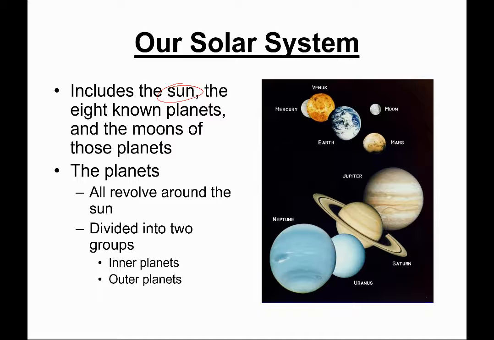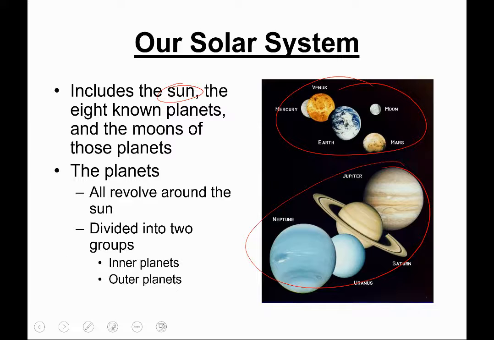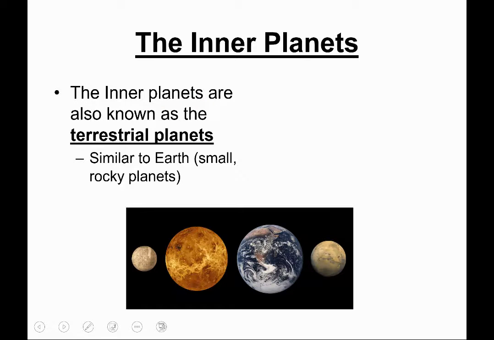All of these planets revolve around the sun, and they're divided into two groups: the inner planets and the outer planets. The inner planets would be these guys, and the outer planets would be those guys. You can note the difference in their size, and we'll also talk about their composition. As usual, please pause the video and go back if you need to write anything down. The inner planets are also known as the terrestrial planets.